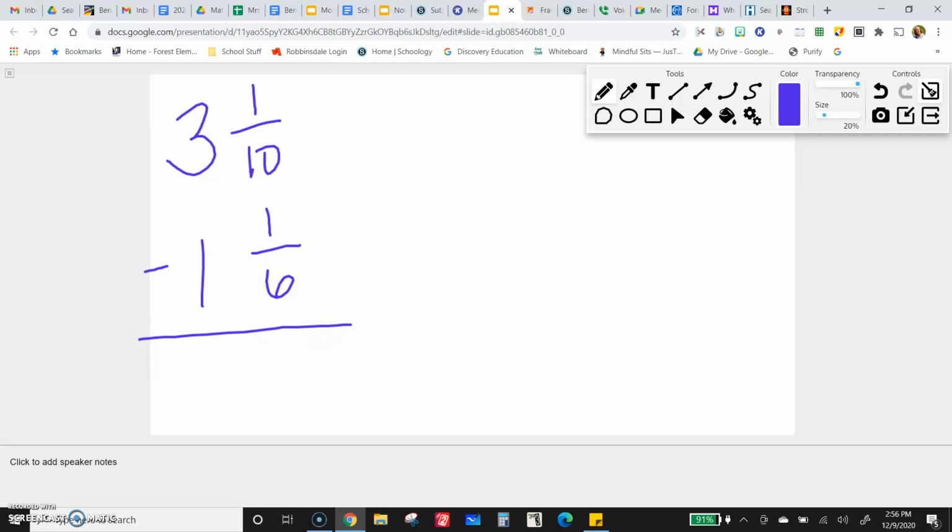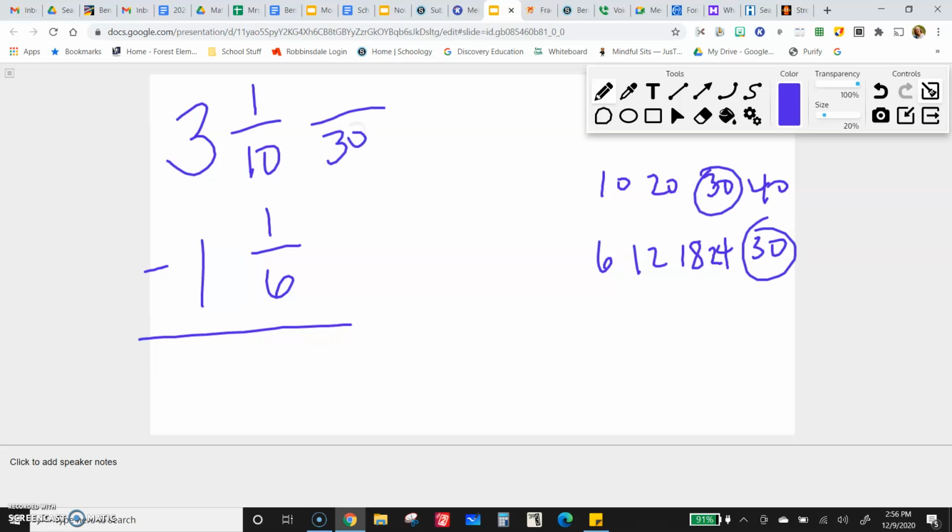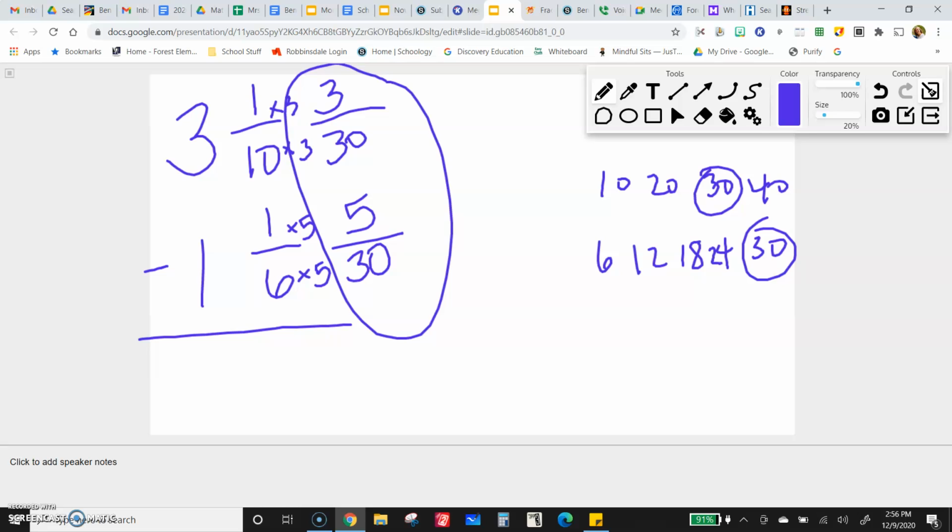So first I find a common denominator. 10, 20, 30, 40, 6, 12, 18, 24, 30. Okay, 30 is in both. So 30 is my common denominator. What do I need to multiply by? Well, 3 up here and 5 down here. All right, so now I go to subtract my fractions. 3/30 minus 5/30. Uh-oh, I can't do that. If I only have 3 of them, I can't take away 5 of them.